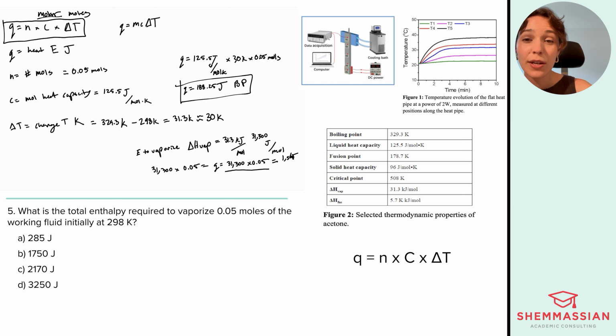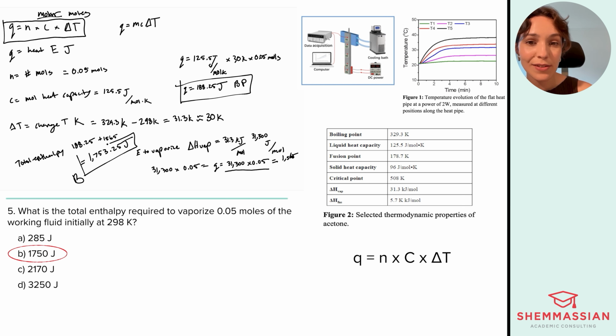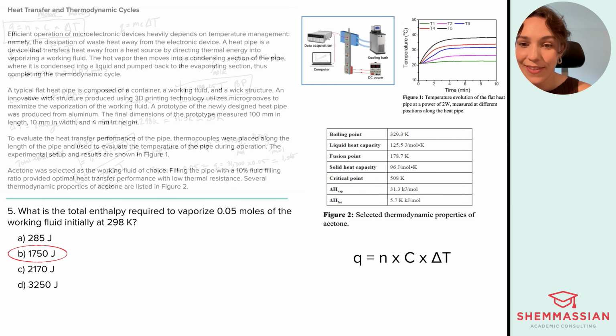So heating the liquid took 188.25 joules, and then vaporizing it took 1,565 joules. So we get the total enthalpy by adding them together. 188.25 joules plus 1,565 joules equals 1,753.25 joules. And the closest answer choice to that is B, 1,750 joules. So that is our answer here.